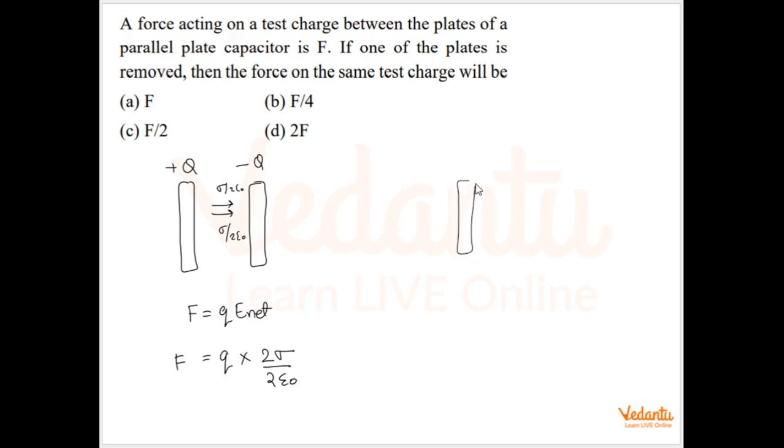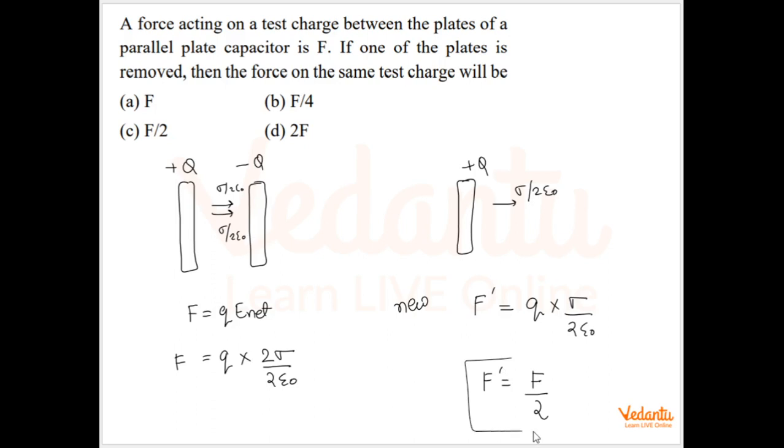Now if one plate is removed, then only one electric field remains. And the new force will be given by the formula Q into sigma by 2 epsilon. As we can clearly see, this will be half of the original force. So option C will be the correct answer.